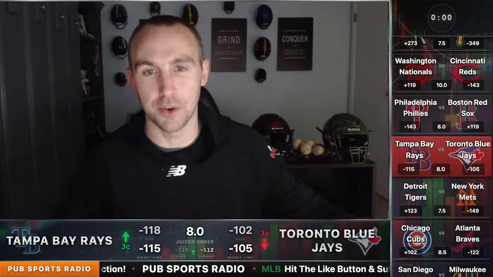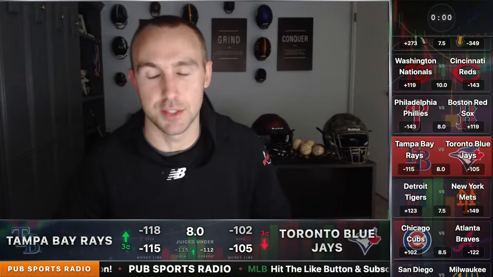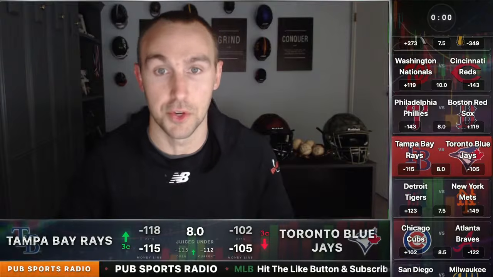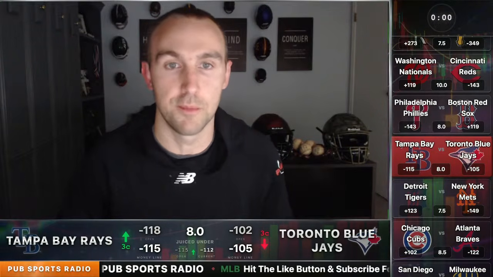Regression for both. I agree. I think the price is too good. Anything plus is great on the Blue Jays, even minus 105. Anything up to minus 110, I would definitely fully endorse and would still be on it if I didn't move last night when I did publish this bet.